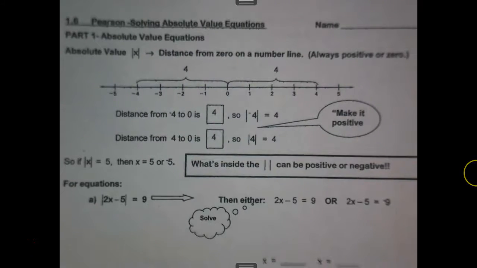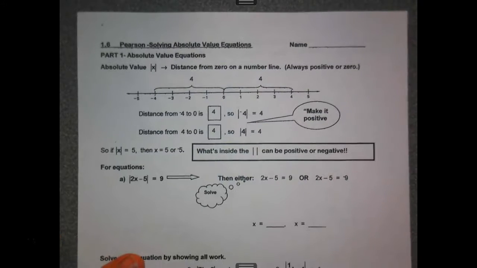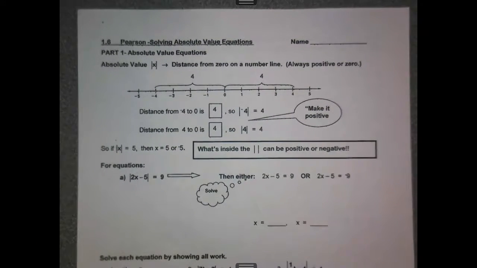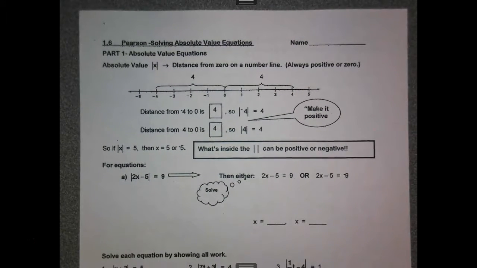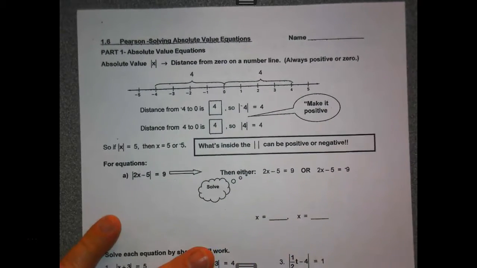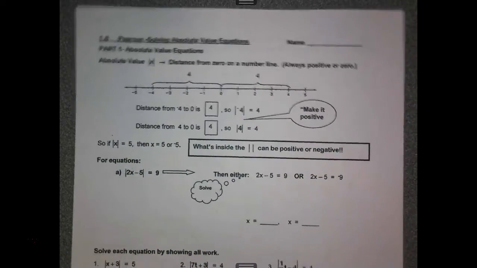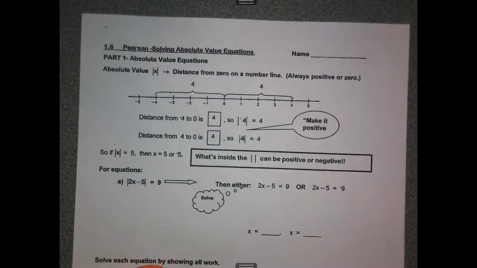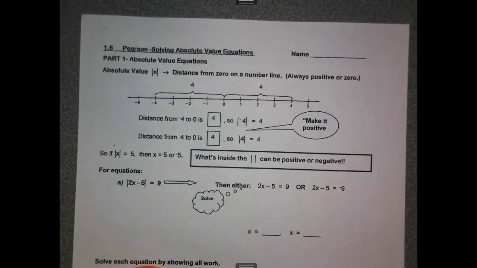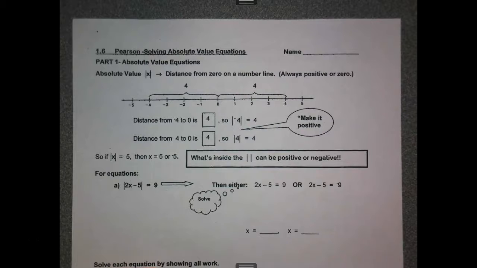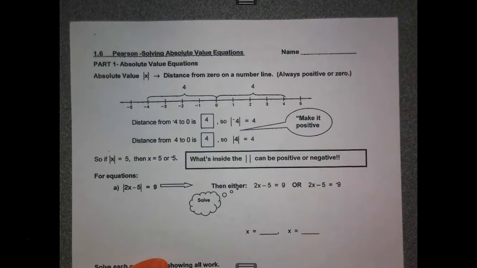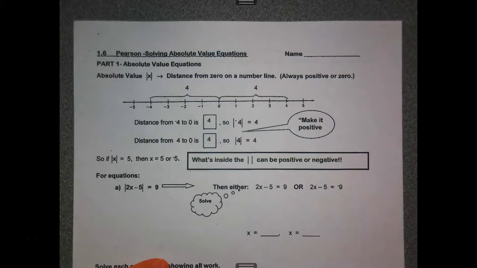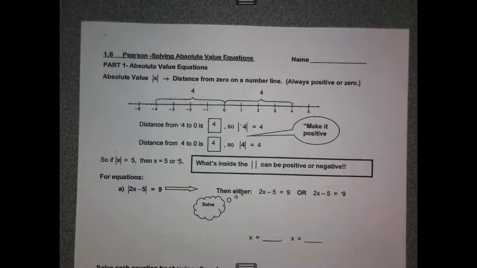This is a review section again from Algebra 1. Does anybody remember the definition of absolute value? It's not a negative value. Absolute value can never be a negative value because it is the distance from the number 0.